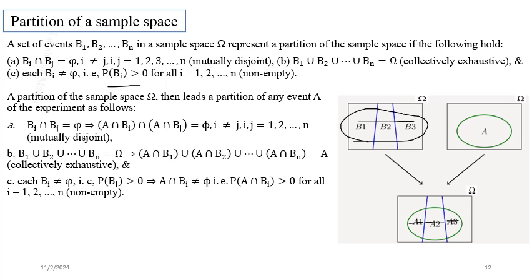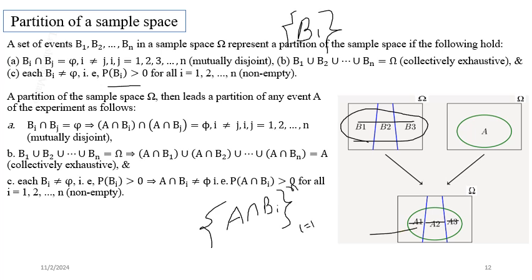So if you are taking an event in the sample space, the partitioning of the sample space also leads to a partitioning of the event. What would be the name of those partitions? If the Bi are a partition of sample space omega, then the partition of A would be A intersection Bi. That means we are talking about partition from the perspective of the given event A, and i varies from 1 to n.